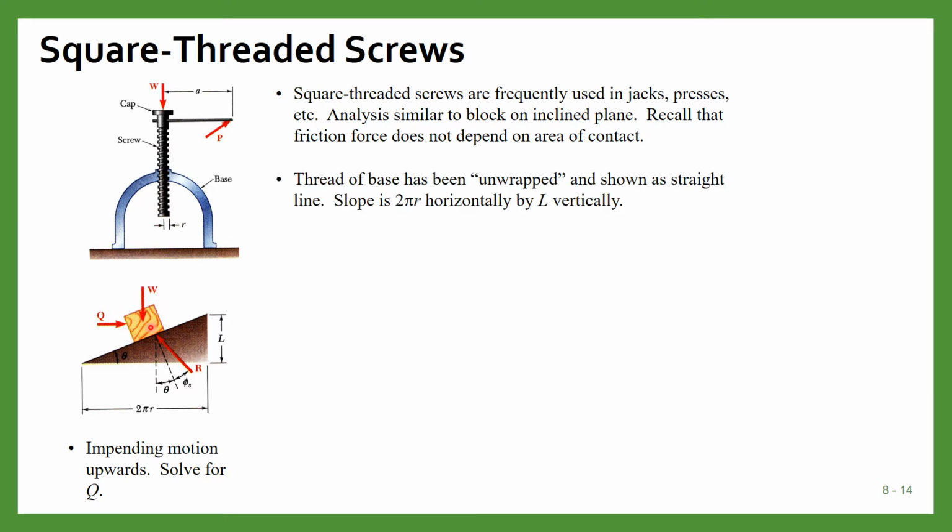One of the threads of the base has been unwrapped and is shown as a straight line that is equal to 2 pi r, and the distance moved in one rotation, which is equal to L, is shown vertically. This is the weight W, and we have shown this force Q, which is equal to the force P that is necessary for lifting any weight. If you want to lift any weight, then you will apply force P.